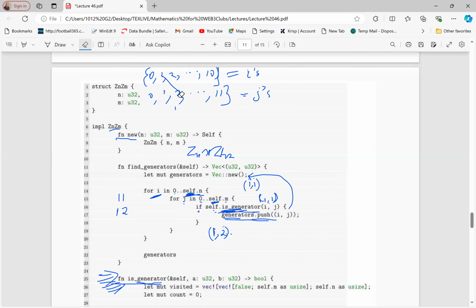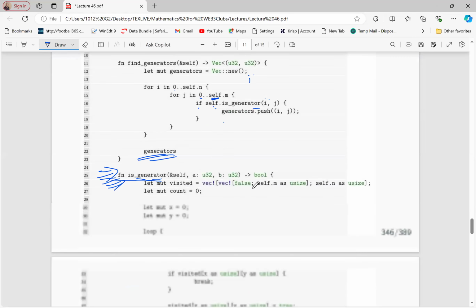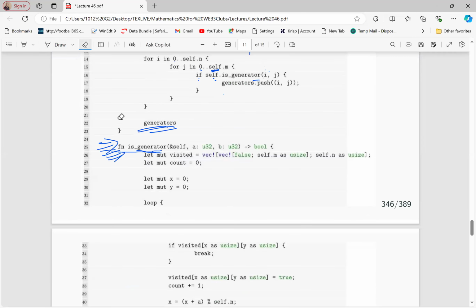So this one does not have a lot of work. It's just asking, and then once it gets a result, it pushes into the vector. Once it has considered all the elements, at the end of that process, it will have all the generators. So you'll see it has all the generators here. Very fast. Let's look at how this one works.